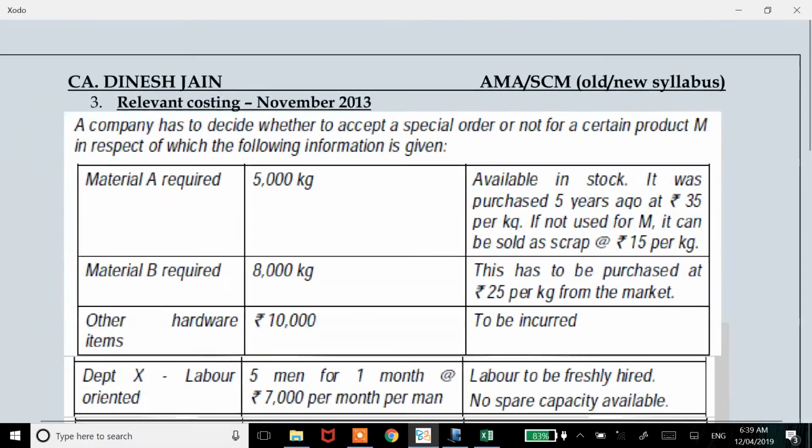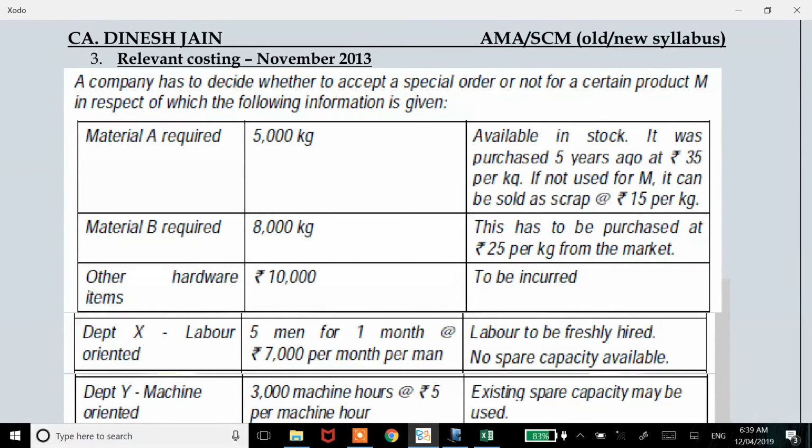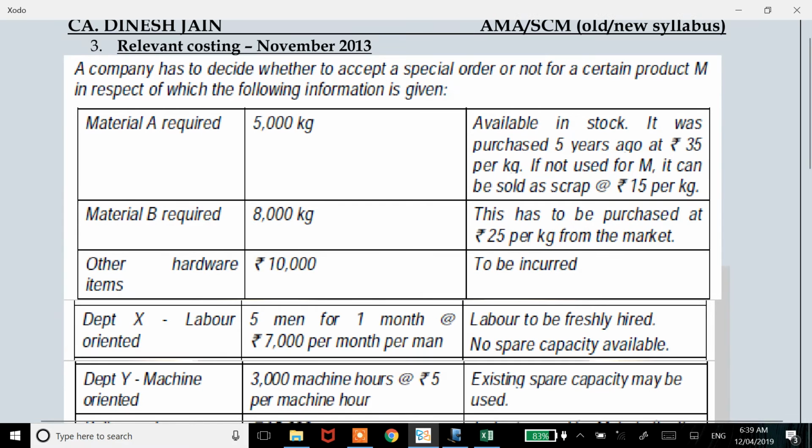Let's look at question number 3. A company has to decide whether to accept a special order or not for a certain product, M, in respect of which the following information is given. Okay, I'm going to take up an order. I need so many things for the order. Material A, 5000 kg. Read that information and tell me what will be the relevant value of this 5000 kg.